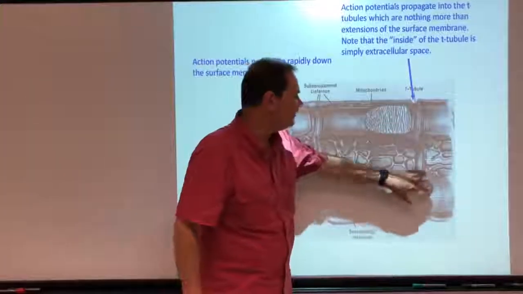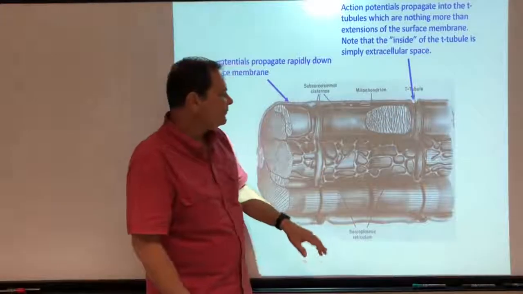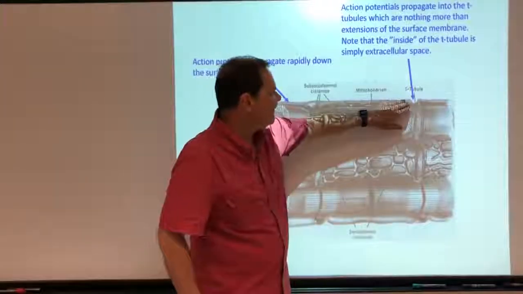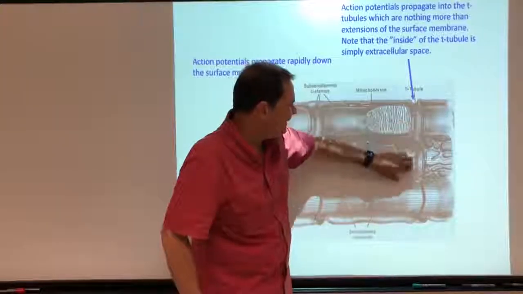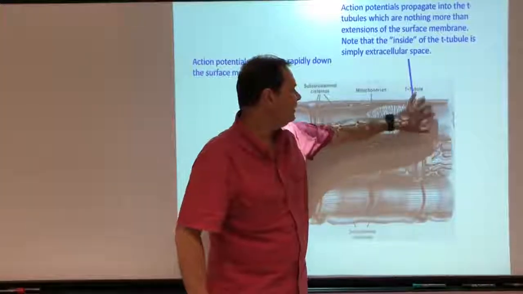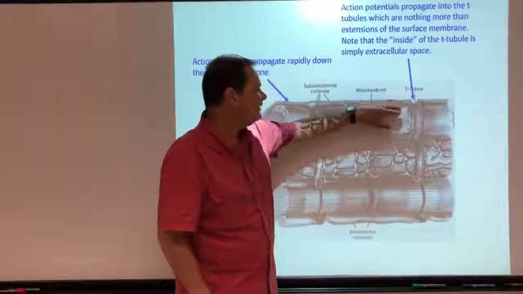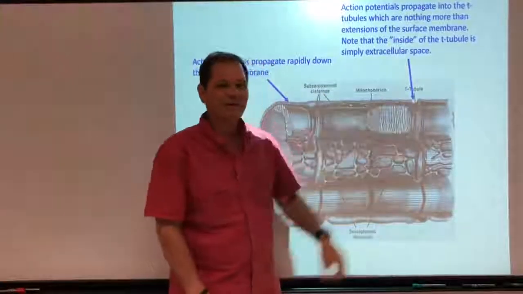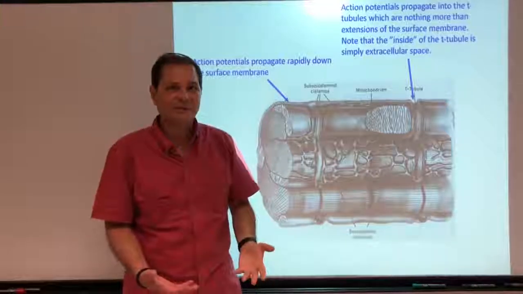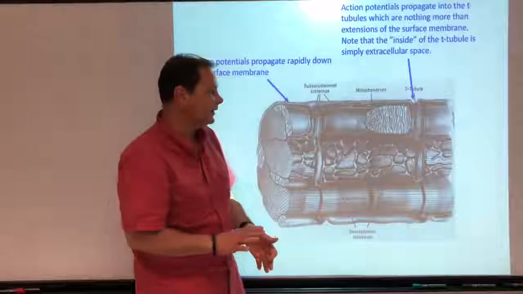These T-tubules are nothing more than invaginations of surface membrane. So think about this, the membrane coming here, and the membrane just dips down into the middle of the cell and then comes back up and then continues on. But the T-tubule membrane is continuous with the surface membrane. It really is surface membrane. It's just surface membrane that's dipping into the cell and coming back out again.